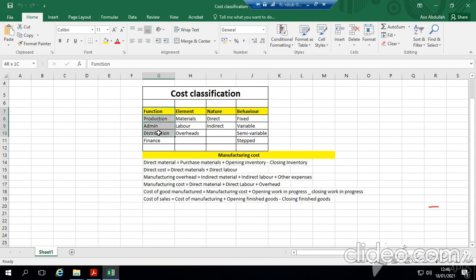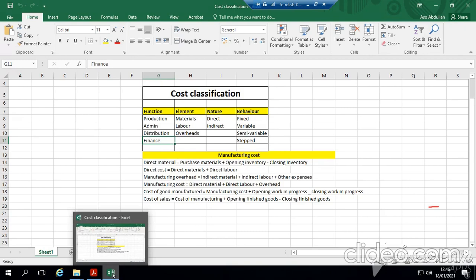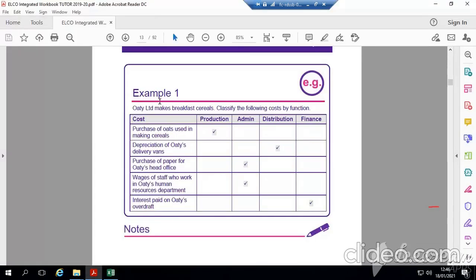So first of all, we focus on the functions: production, admin, distribution, finance. These four types are examples of the functions. If we look at this example, it says OGLTD makes a breakfast cereal. Classify the following costs by functions. So we know production, admin, distribution, finance.